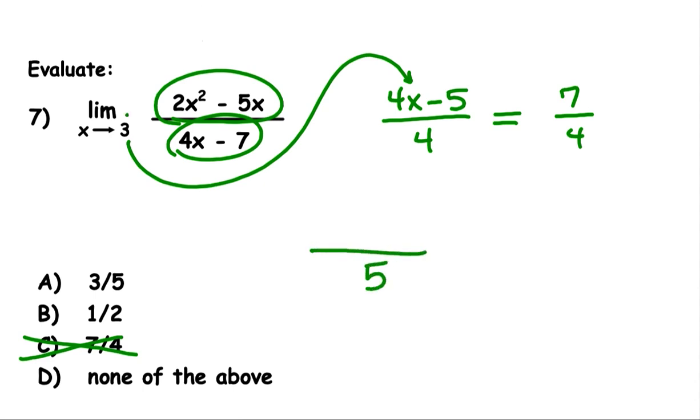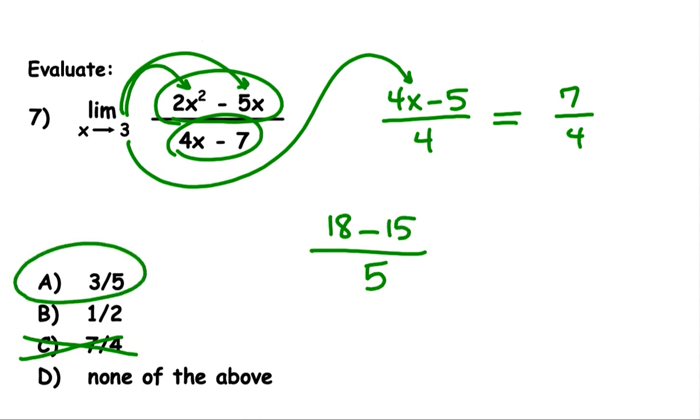And if you plug a 3 into the original numerator, you're going to get 2 times 9, that's 18, minus 15. That's just 3/5, that's choice A. And the moral of the story is, even though L'Hopital's rule is cool, don't use it when you shouldn't. Remember, the problem has to be 0 over 0 or infinity over infinity, or this doesn't work. Okay, and here it was not one of those two, so be careful. All right. It's a cool shortcut, but it's not always applicable.